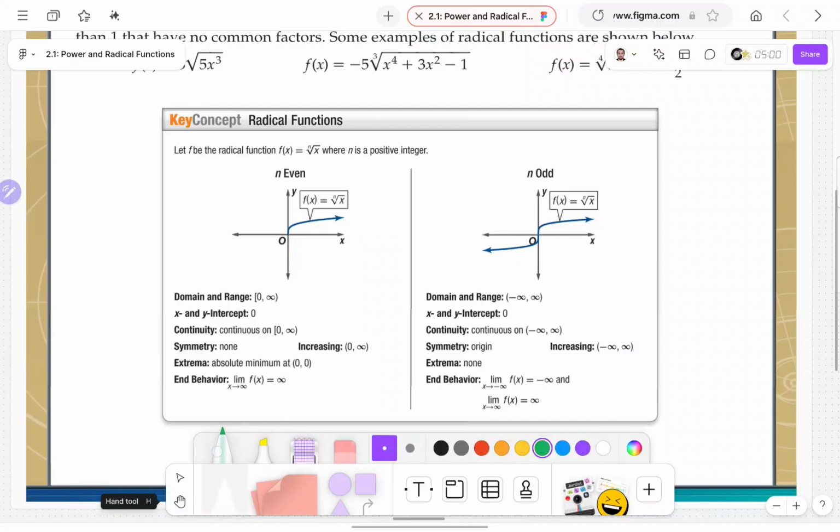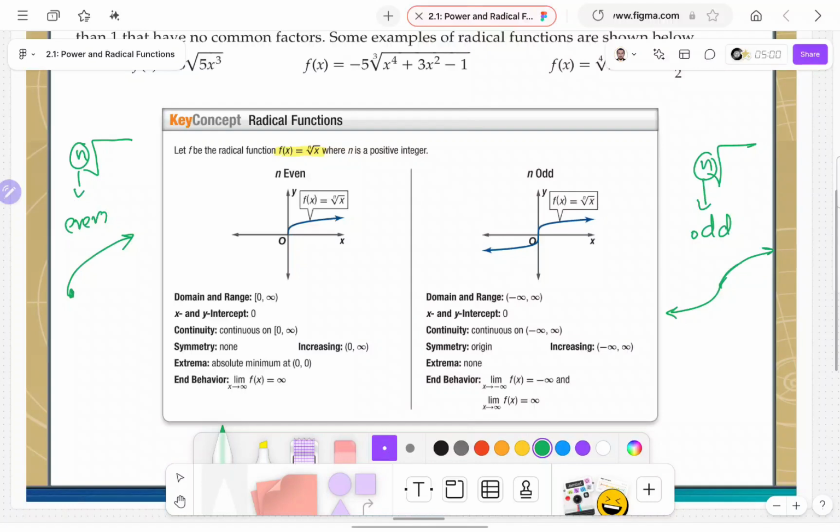As I told you, to know how to graph any radical function, always look at the index, this number. So when n is even, the graph always looks like someone swimming. And when the index is odd, someone is swimming and continues swimming to the other side, on both sides. Okay, so this is the difference when the index is odd and when the index is even. Just keep it in your mind. You're not going to graph any difficult things.